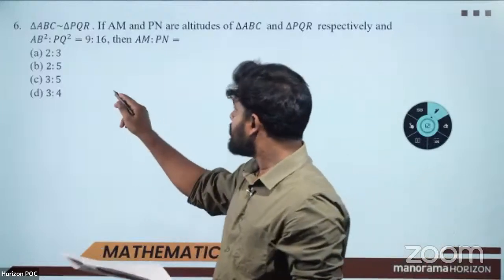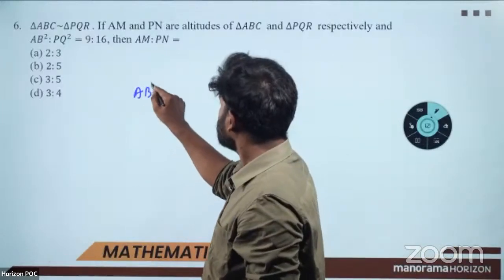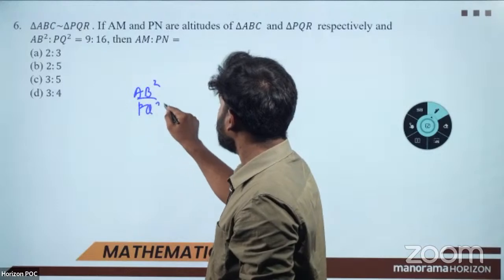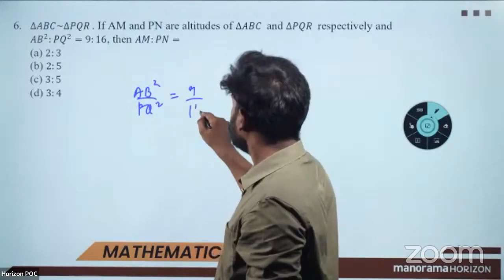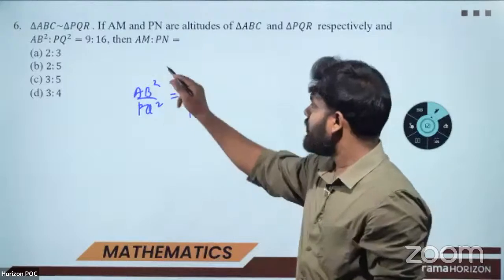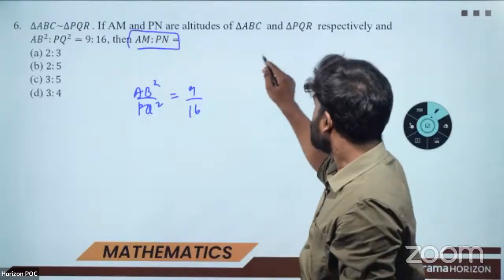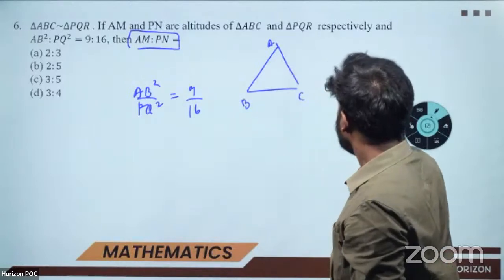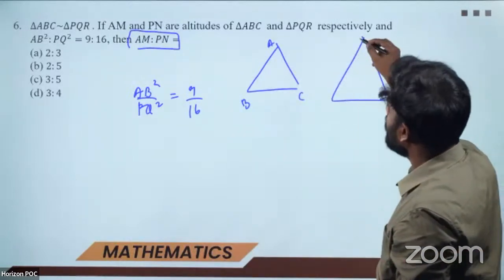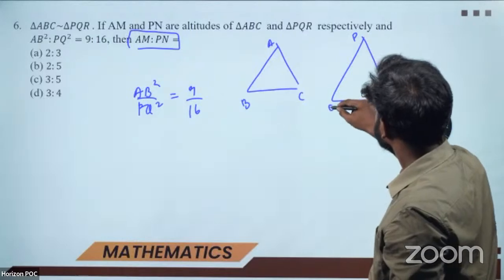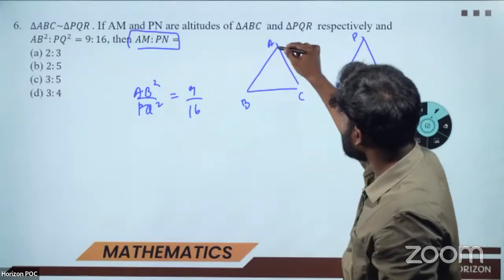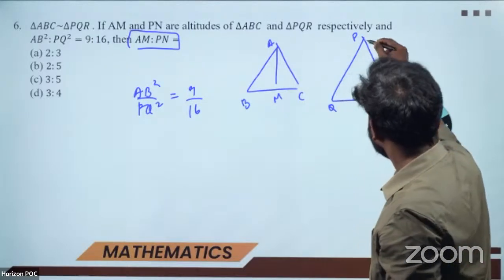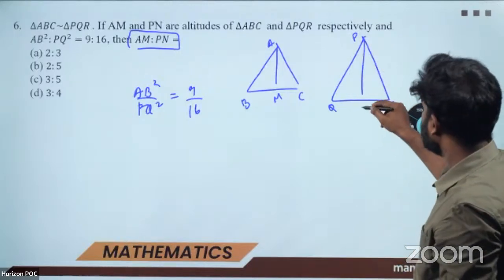So it is given AB square by PQ square will be equal to 9 by 16. Now, what will be the ratio of the altitudes? If I draw two triangles, ABC and another one, PQR, and let me draw the altitudes also, that is AM, and the altitude here as PN.